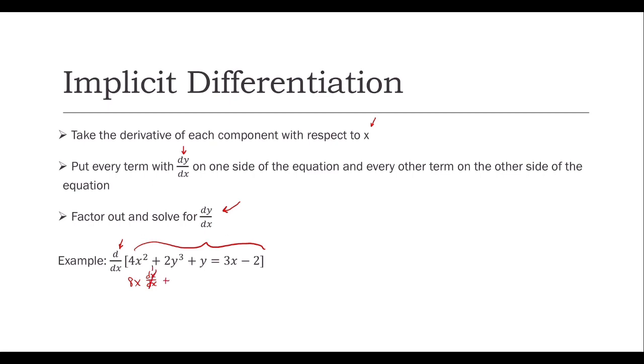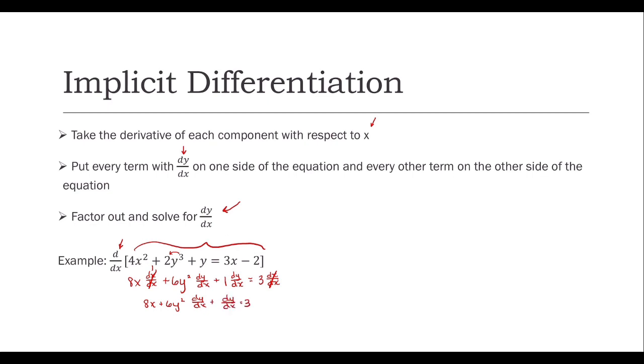Then we have 3 times 2 is 6, y squared. Since we took the derivative of y, this will be dy dx. Then we have plus, the derivative of y is 1, and then we have dy dx, because we used y, equals, this would be 3 dx dx, which is 1, minus 0, because your constant goes away. So then this is 8x plus 6y squared dy dx plus dy dx equals 3.